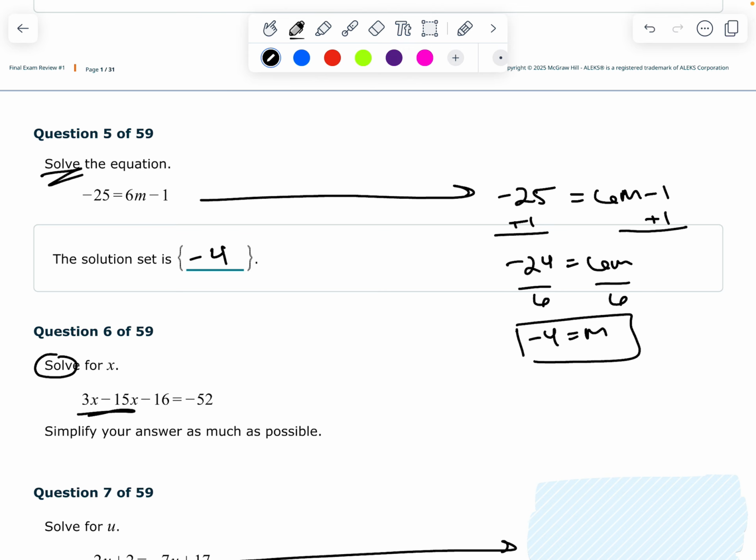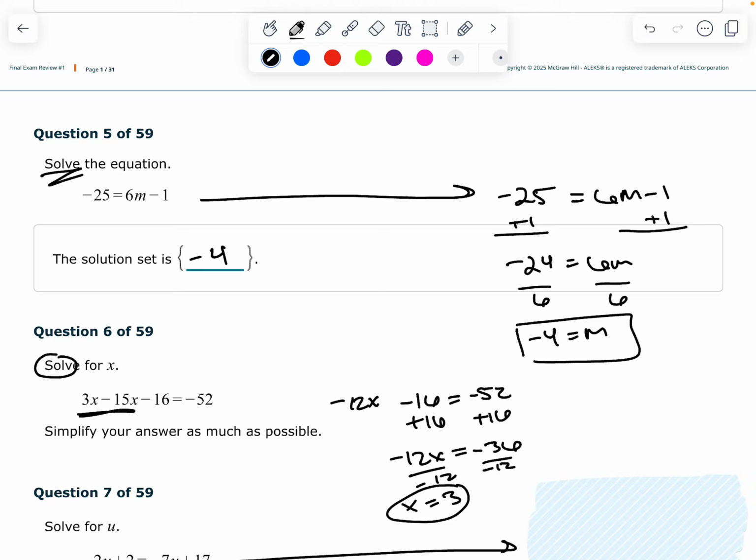In this first one, I noticed that we can combine those 2 together to make negative 12x. Minus 16 equals negative 52. Add the 16 to both sides, and we get negative 12x equals, I think that's negative 36. We can divide by negative 12 on both sides, and get x equals 3. For any of these that we were asked to solve, if we want to check our answer, we could sub a 3 in for every x, right? Whatever we got for the answer, we could sub in for every x and make sure that on the left side it gave us negative 52 equals negative 52.